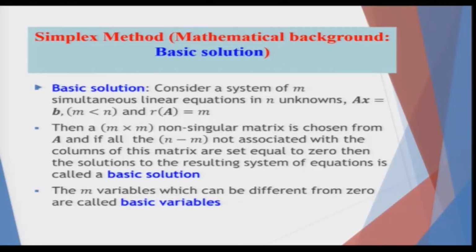So, an m cross m non-singular matrix is chosen from A, and the rest, n minus m, are expressed accordingly. So n is more; consider m is 10, n is 20. You will have 10 cross 10 variables and equations, and express the rest 10 by the convex combination of them. Let me read it. If all the n minus m variables not associated with the columns of this matrix, which you have considered to be independent, are set to 0, because they are not to be expressed, then the solution to the resulting system of equations is called a basic solution.